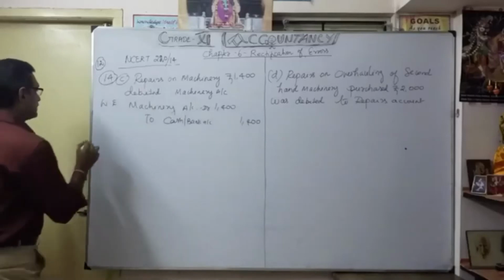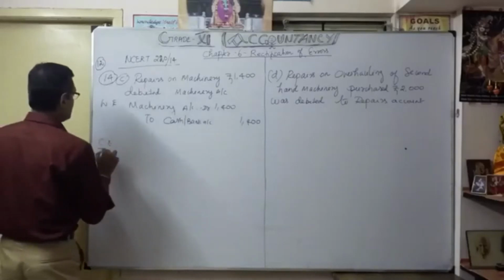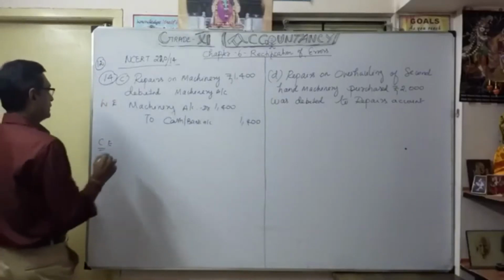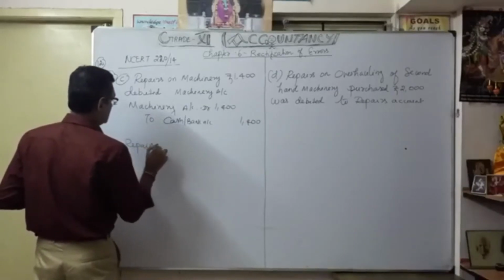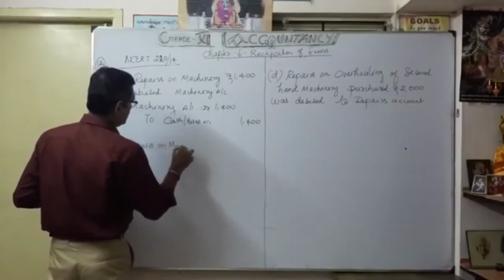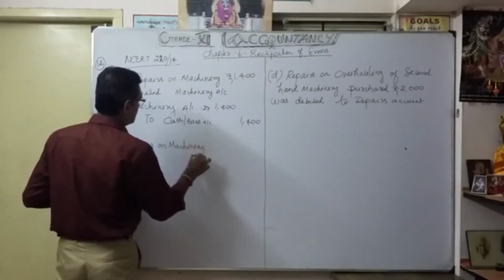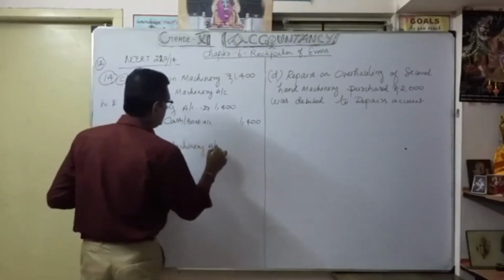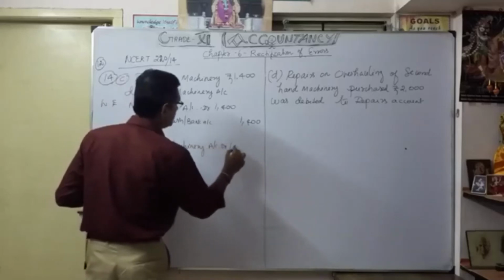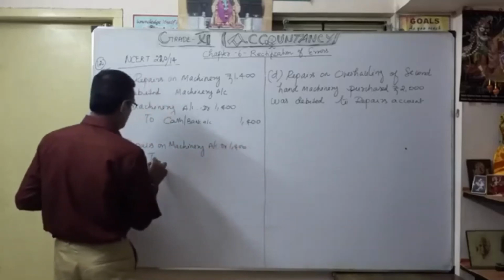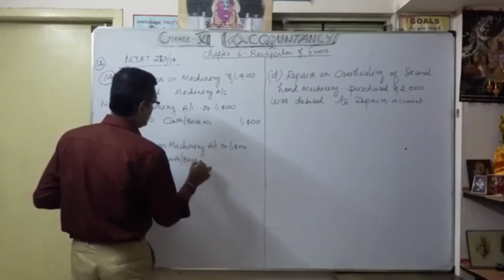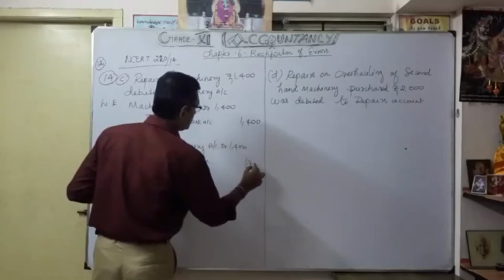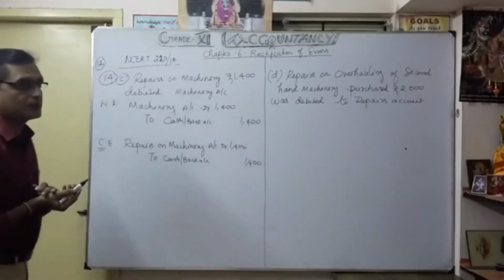But what is the correct entry? We spent money for repairs on machinery. So repairs on machinery, as it is, without any confusion. Repairs on machinery account debit 1,400 to cash or bank account. How much? 1,400. So what is the rectification entry?